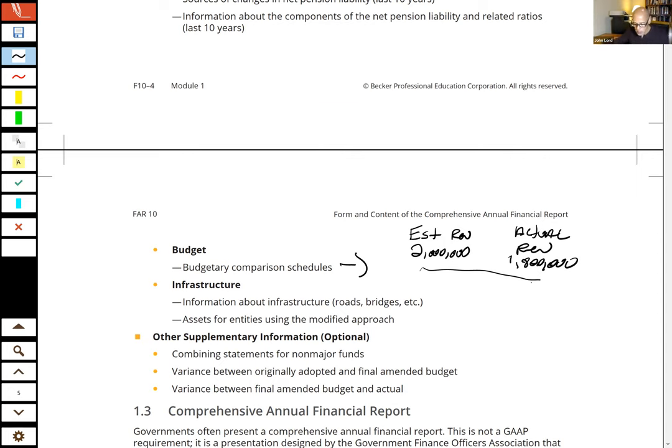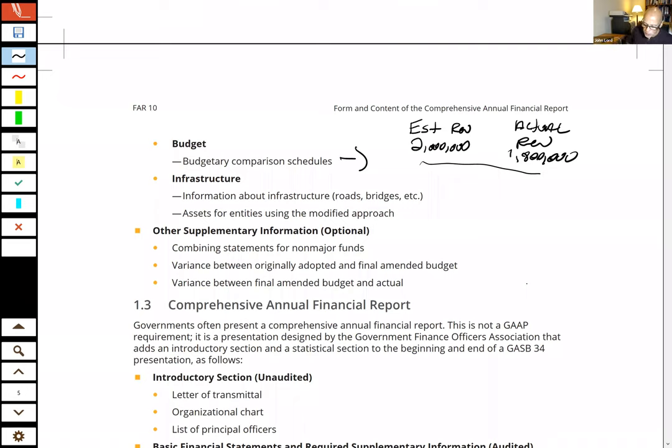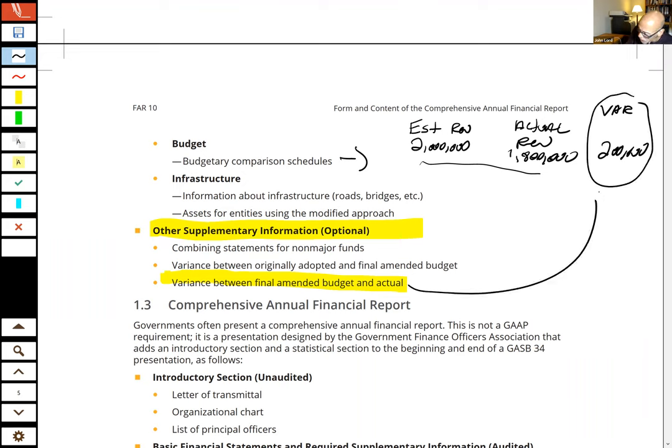Now you take a look and there's other supplementary information, which is optional. And notice they say here, variance between the budget and actual. And you're saying, but John, I thought you just told me that was part of the required supplemental information. That's not what I said. The variance, which in this example is what, 200,000? That variance column is optional. I know it's annoying, I know it's stupid, but that's basically what we're trying to say there.